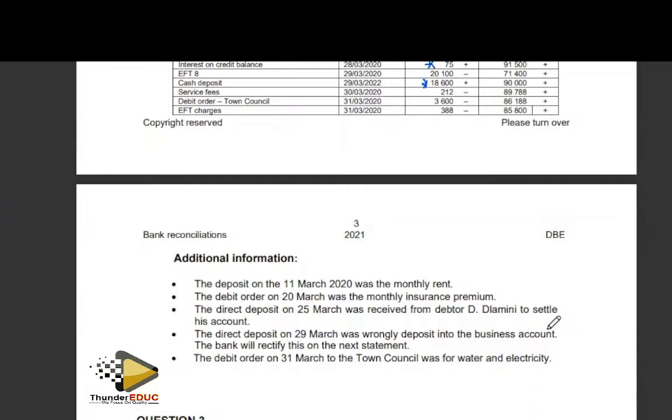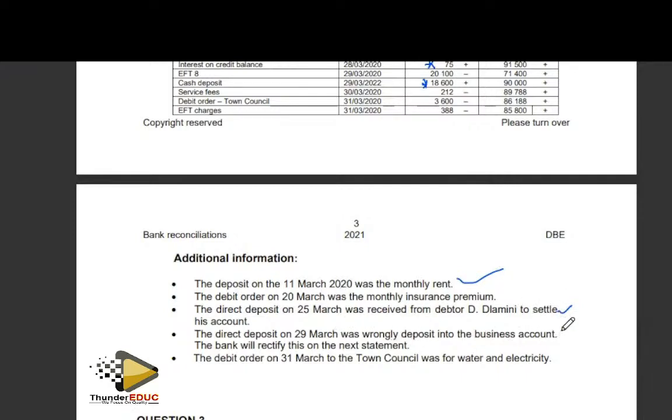So we don't need to record this, okay? So we are done with this. So it's better to tick them off so that they don't disturb you when you are doing the other work, when you're doing other items, okay? So I'm done with that transaction. I'm done with this one.